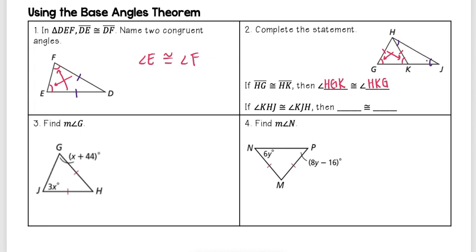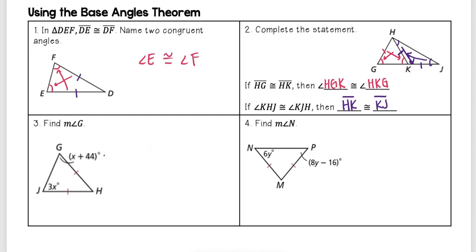And so if I look at the side opposite of this angle KHJ, that's going to be this side, so HK. And if I look at the side opposite of my angle KJH, that's going to be this side right here. So that's going to be KJ.